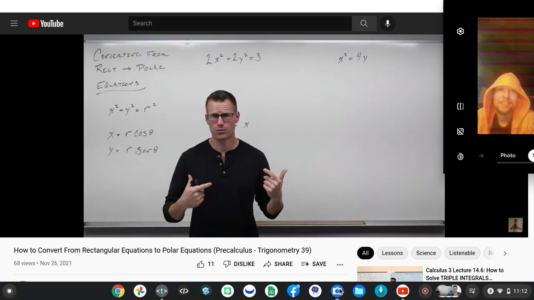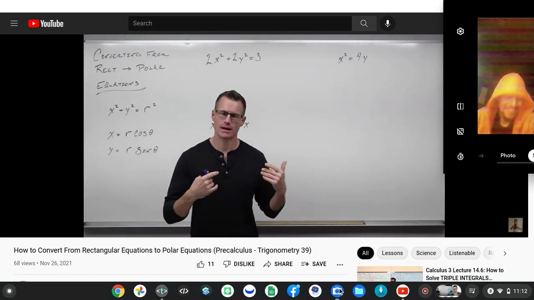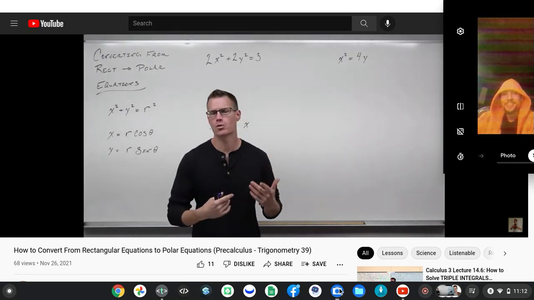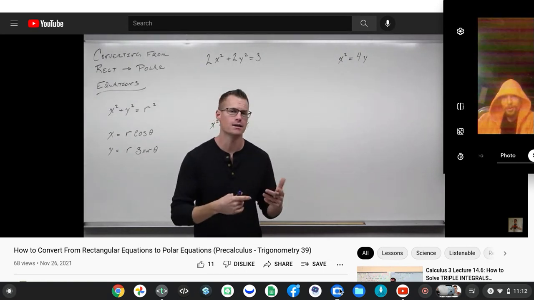A rectangular equation refers to an equation that can be graphed on an xy coordinate plane. So it has x's and y's, the two variables.